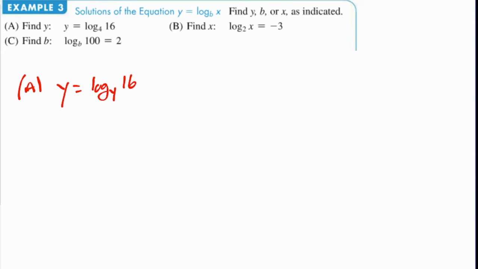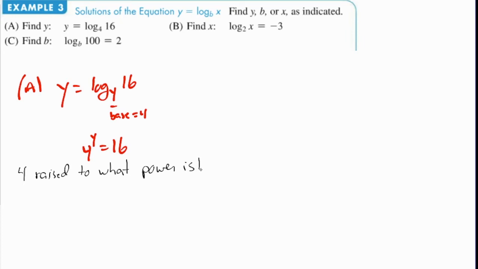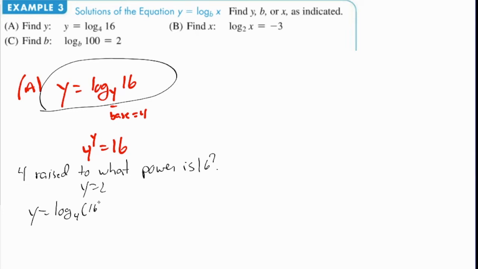And this is where I said you have to keep recalling y is an exponent. So if I take the base, which is 4, and raise it to the y power and say this has to equal 16, the whole purpose of this is you've now created a question for yourself. 4 raised to what power is 16? Hopefully you say 2, so y is equal to 2, and that means you can answer this logarithm now. Y equals log base 4 of 16 means that y is equal to 2.